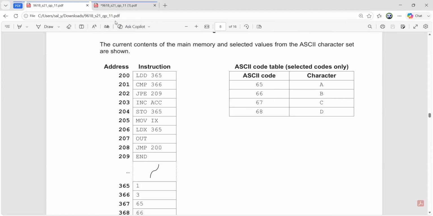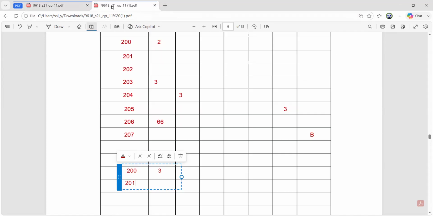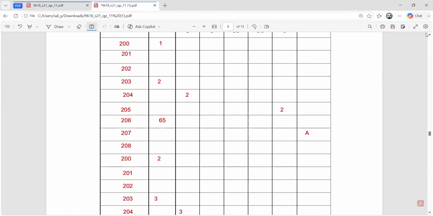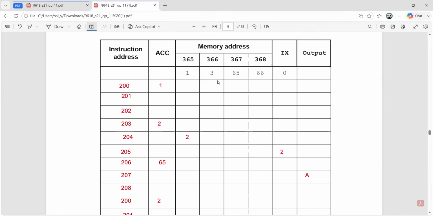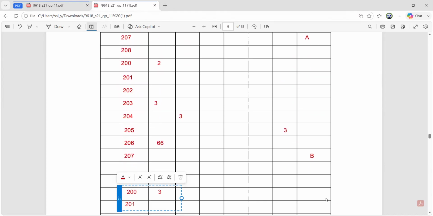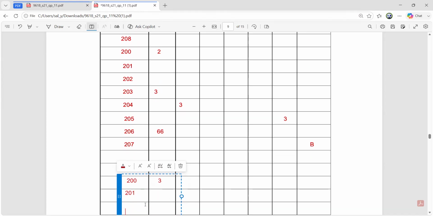201 is CMP 366. Now comparison of the contents of ACC with 366. And 366 is the column that we just talked about, and 366 is holding the value of 3. There's no change, as you can see, in this column. It means that now the comparison is the same. The comparison is successful. And that results in the value. Now you can see this is now the result being true.